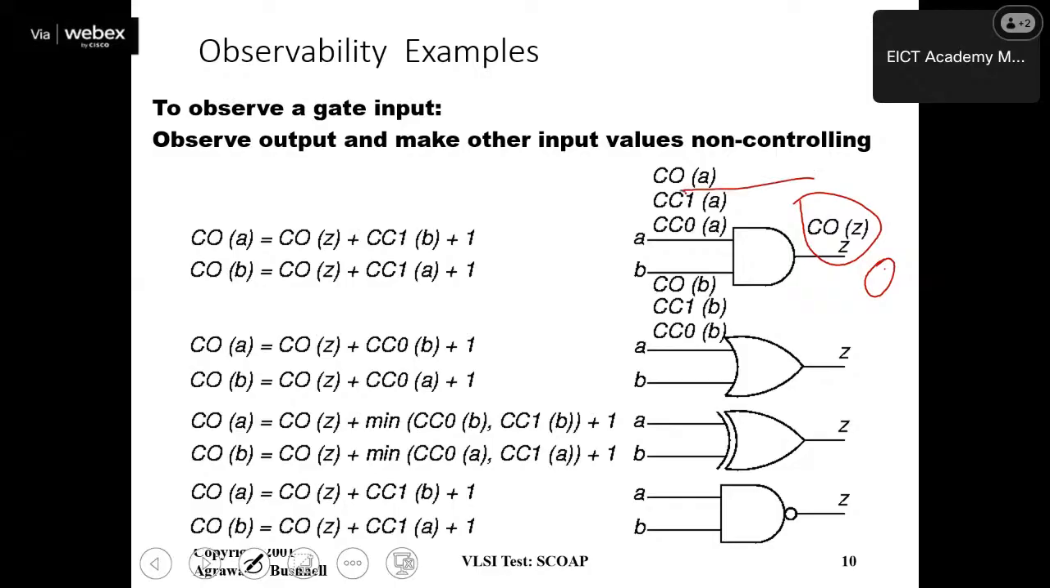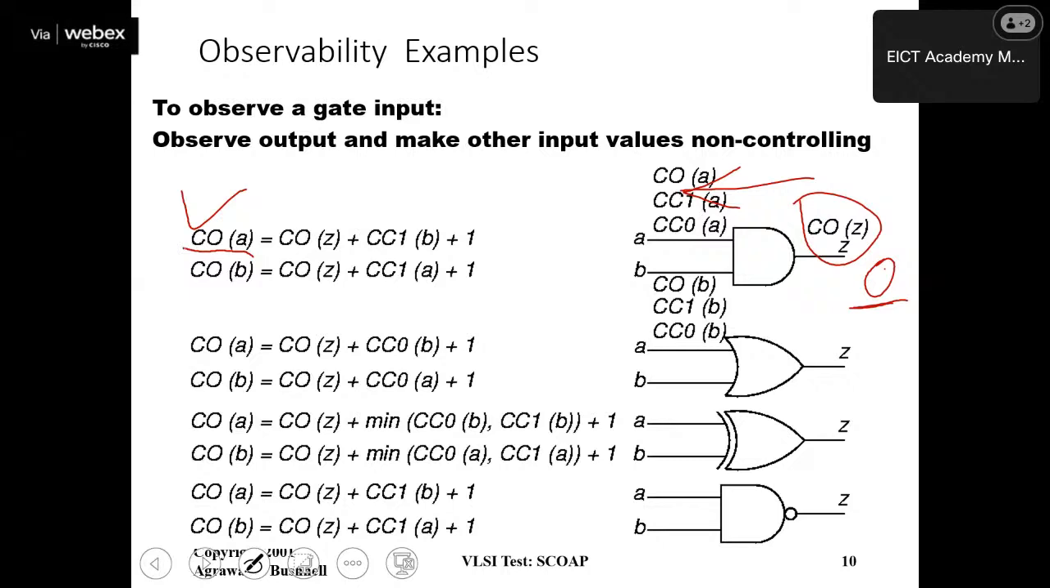Now observing the input towards this side is actually difficult. So now let's say I am just observing this, and I want to find out the observability of the A branch. To find the observability of the A branch, what do I have to do? First of all, I have to make sure that all other branches are non-controlling. So what is the non-controlling value for an AND gate? Please type in the chat box the non-controlling value for the AND gate.